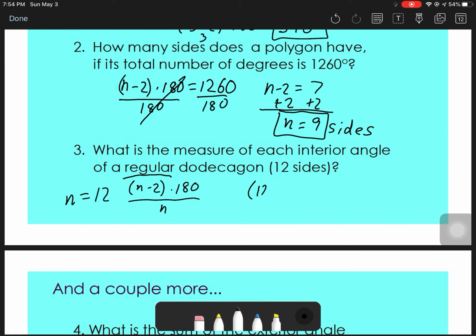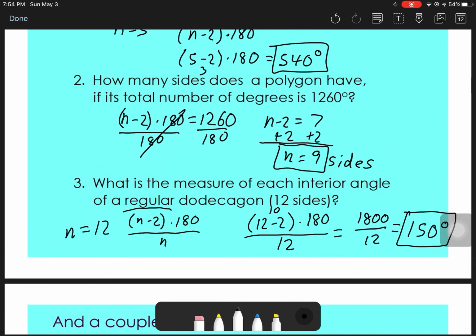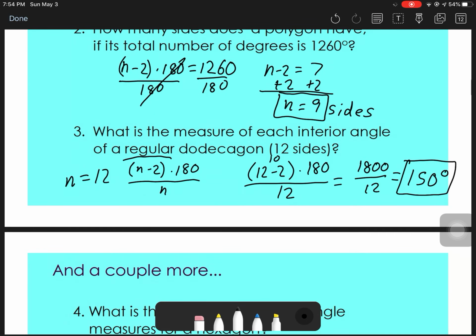So we get 12 minus 2 times 180 divided by 12. The top part, 12 minus 2, gives us 10. 10 times 180 is 1800. Divide that by 12, and we get 150 degrees as our final answer. Again, not too bad. Just a lot of formula work, knowing where to plug in for n and when to set things equal to each other.